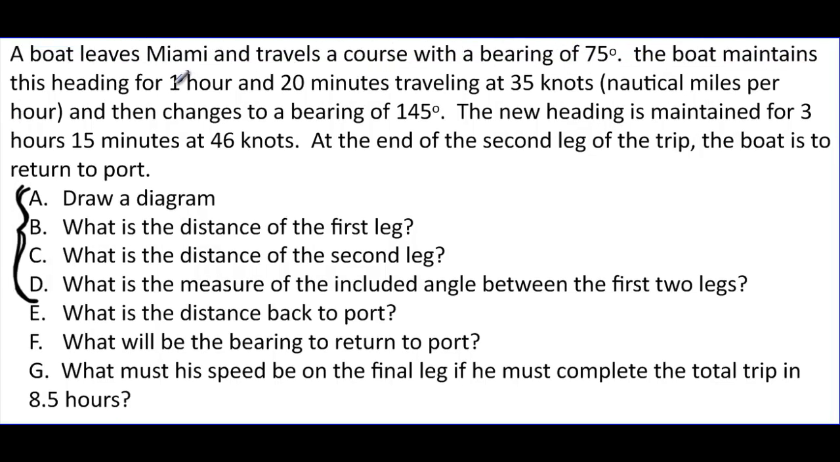And the first leg of the trip, we travel 1 hour and 20 minutes traveling at 35 knots, which is 1 and 20/60ths, because there's 60 minutes in an hour. We're going to multiply that times 35. We're going to do that on the calculator. So we have 1 plus 20 divided by 60, which is 1/3, then times 35. And on the calculator, we get 46.667, which is 46 2/3.